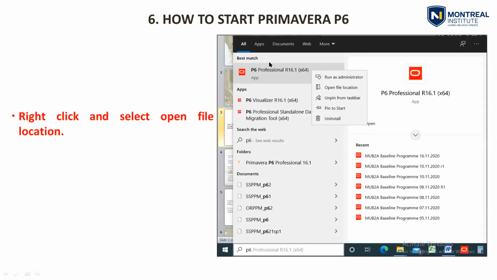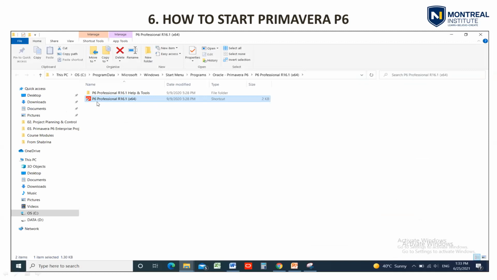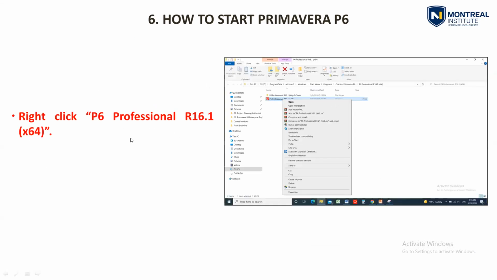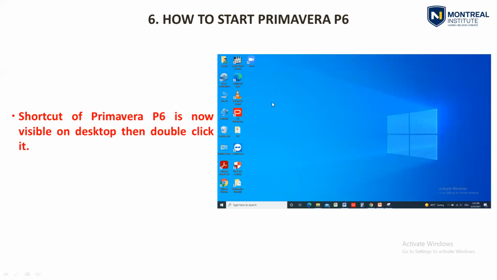After that, you can right click on that and open the file location where it has been saved in your hard disk. From there, you can see the location where it has been saved. After that, you can right click on that and send to desktop for a shortcut to easily open Primavera P6 whenever you want. After adding the shortcut, you can see it appear on the desktop.